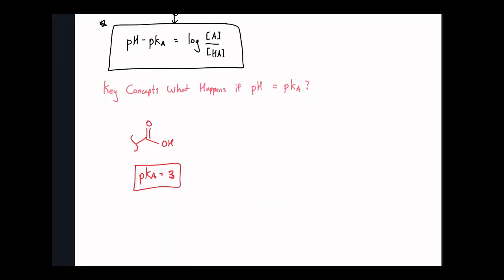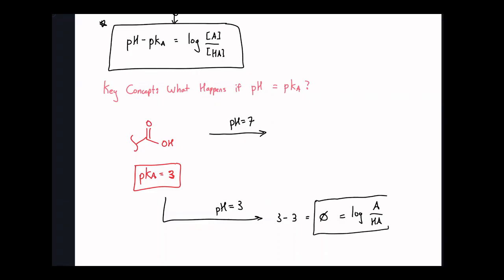It's what the C terminus is. So if it has a pKa of 3, and I put it into a solution at pH 7, or a solution at pH 3, let's do the bottom first. What happens if pH is equal to pKa? Looking at the Henderson-Hasselbalch equation, pH is 3 minus the pKa of 3 means that we're looking at 0. So the log of A over HA must be equal to 0. Interesting. The only way to mathematically make this work is that A and HA both have to be the same number, because the log of 1 is equal to 0.